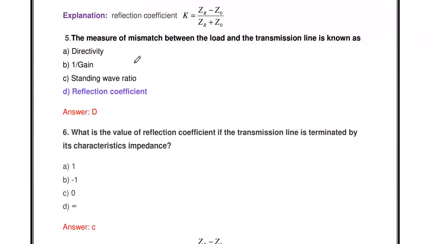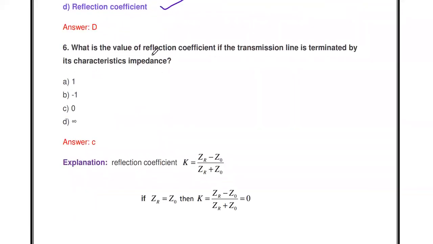The next one: the measure of mismatch between the load and the transmission line is known as dash. The mismatch between the load and the transmission line is indicated by the reflection coefficient.